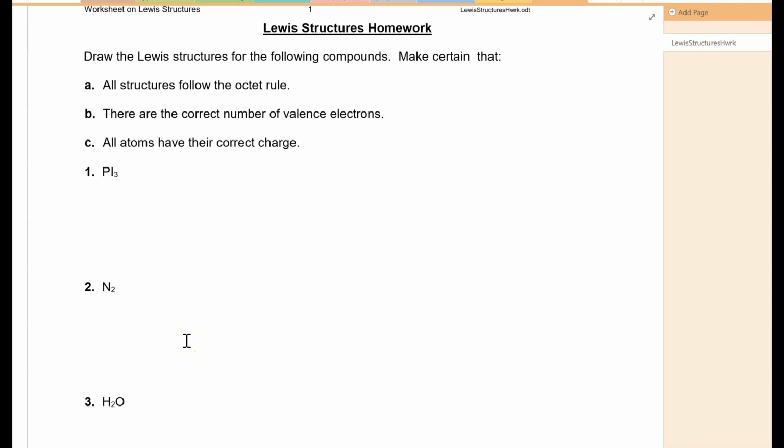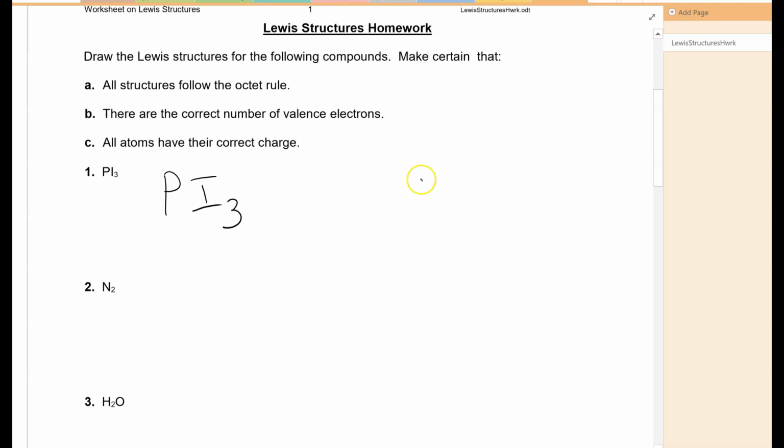Okay, let's go ahead and review the Lewis structure homework you had from Monday. All right, so let's follow the rules that we know: number one, you count up the valence electrons, and then you have your central atom, and then you decide whether you should do single, double, or triple bonds, and then you count up whatever's left over and put your lone pairs. So let's start with PI3.